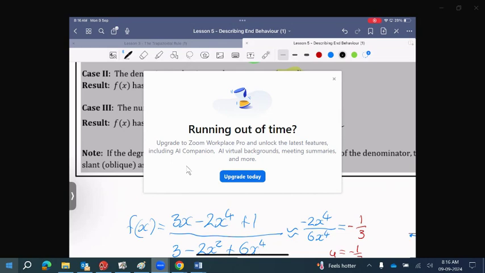Is that the end behavior or asymptote? Asymptote. Well, sorry, no. Yeah, so the end behavior does go towards this. The asymptote will be the division of the two.